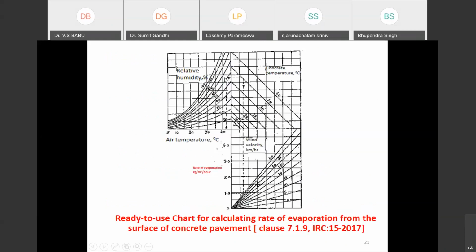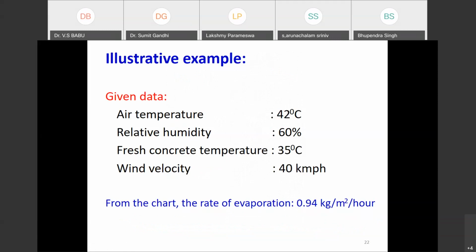60% relative humidity curve, and after that I will move towards the right and touch the concrete temperature given as 35 degrees centigrade. From there, I move further forward and touch the wind velocity given as 40 kilometers per hour. After that, I will once again move to the left side. So the rate of evaporation comes to only 0.94 kg per square meter per hour.